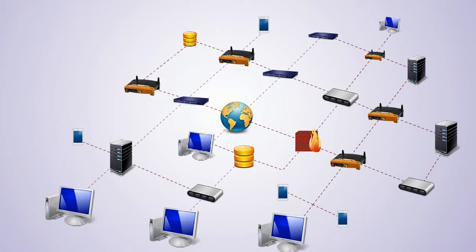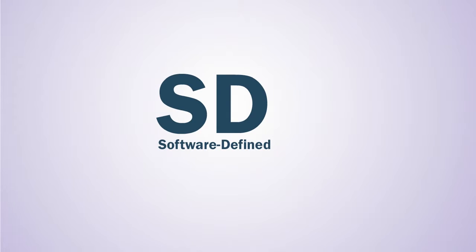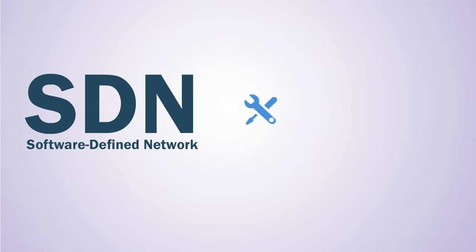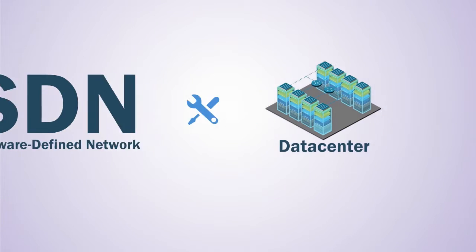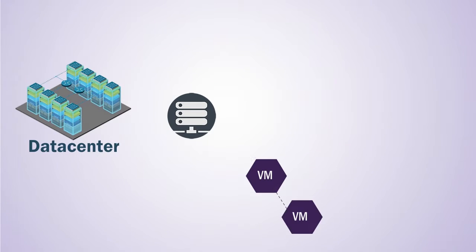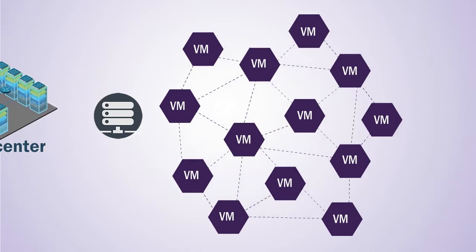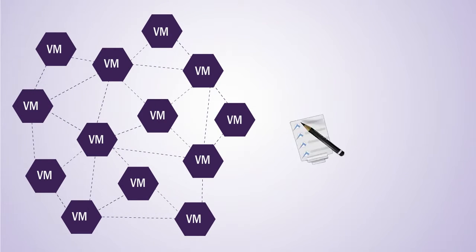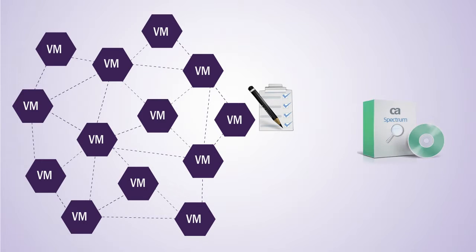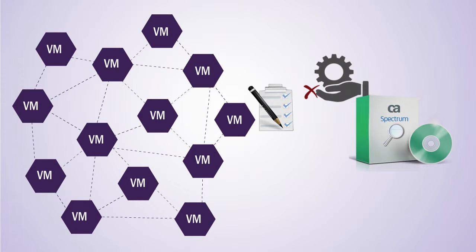On the other hand, they use software-defined network, or SDN, to maintain huge data centers that host virtual services such as virtual machines and networks. For this, they need an SDN solution to track the status of these virtual networks. Since CA Spectrum does not support this solution, they were worried about how to monitor these virtual networks.